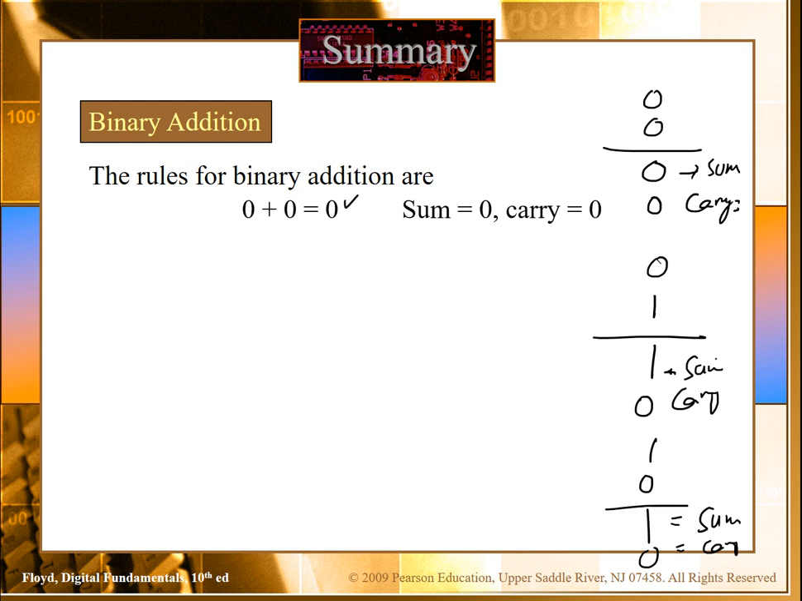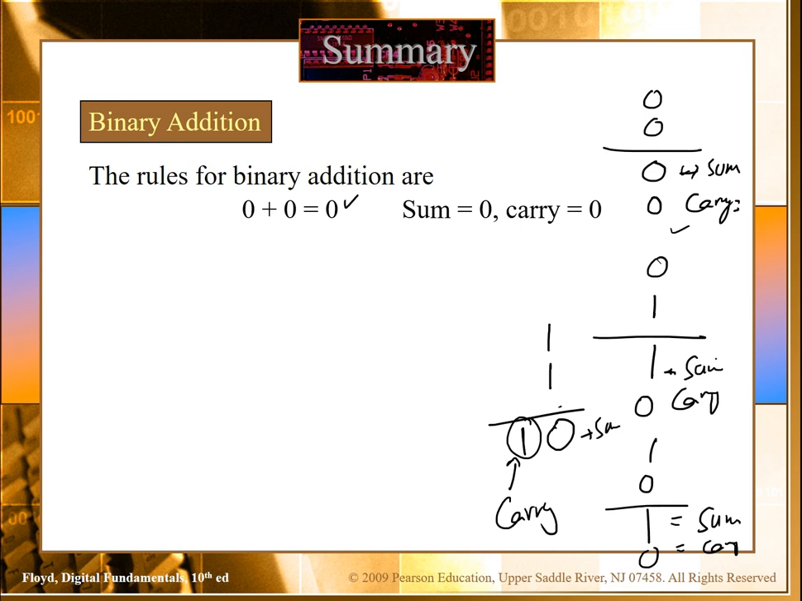And here comes the important thing. If you add 1 and 1 in binary, your sum will be 0 and you will get 1 here, which will be your carry. So in the case of 1 plus 1, you will get 0 and the carry will be 1. For all other cases, your carry will be 0. So these are the rules for binary addition.